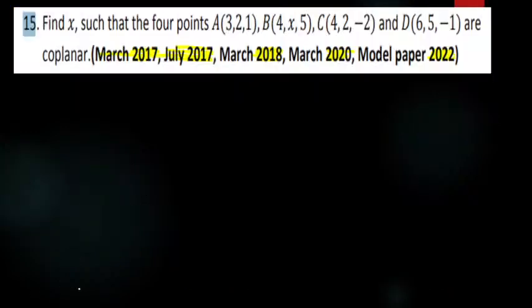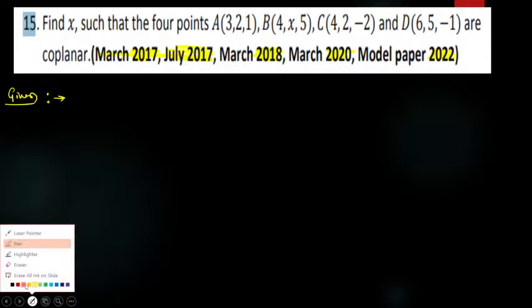Go for the next. Most important, most of the time they may ask one same kind of question. Instead of asking the x value, they may ask the lambda value also. So what is provided? Write the given data properly. First they told you the given 4 points are coplanar. Look at what they have given. Find the value of x such that the given 4 points are coplanar. Then find the value of x.